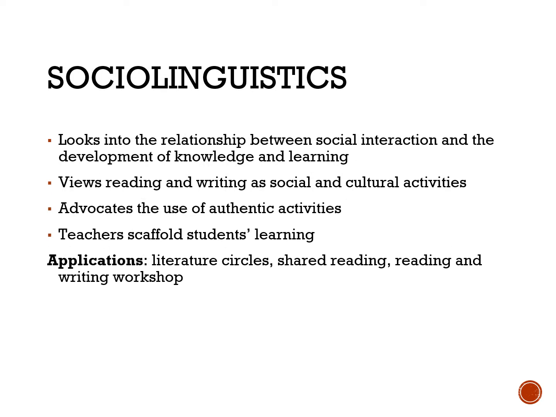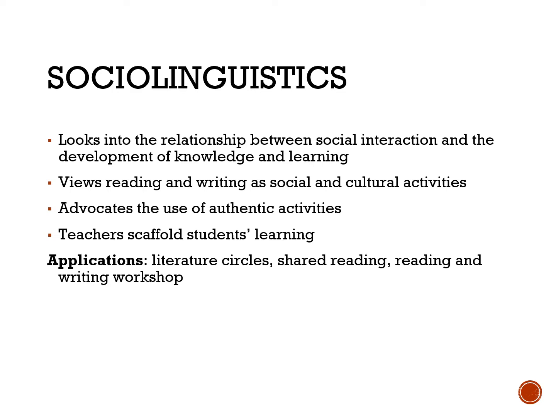The next is sociolinguistics. This theory looks into the relationship between social interaction and the development of knowledge and learning. When applied to the teaching and learning of language skills, this perspective emphasizes the importance of social influences and social interaction on literacy learning. It says that reading and writing, and literacy in its expanded form, are social practices that are influenced by one's cultural background and orientation.